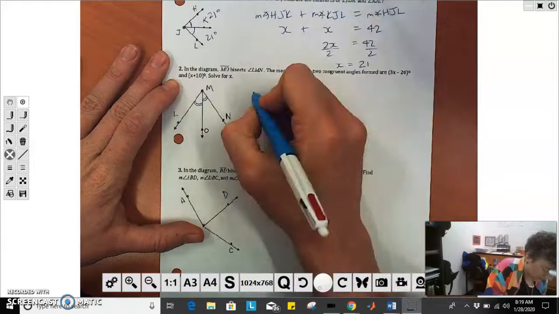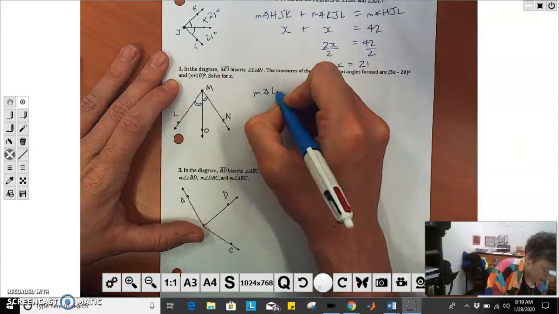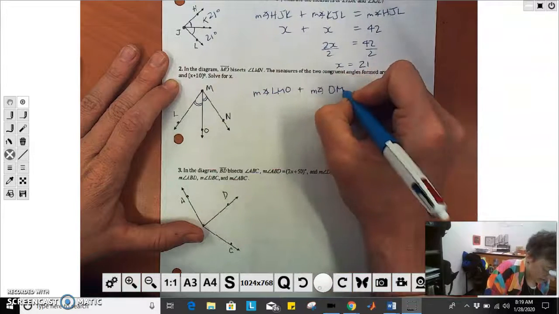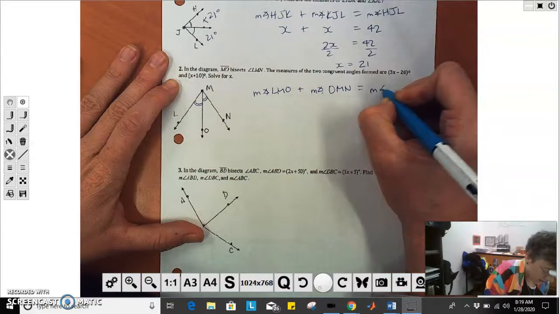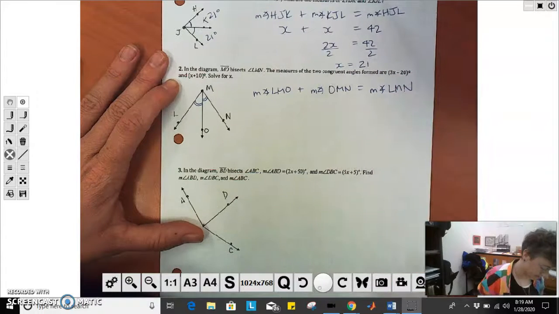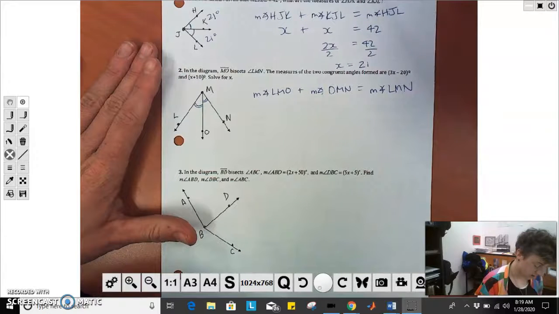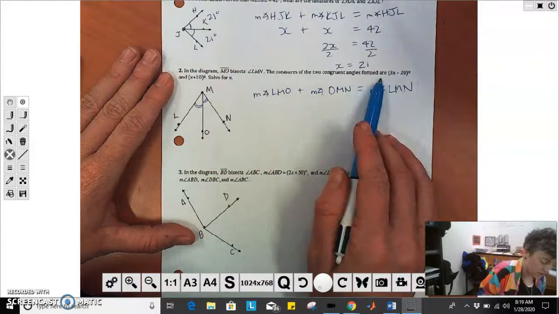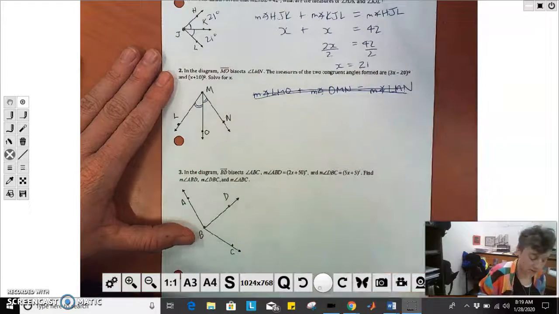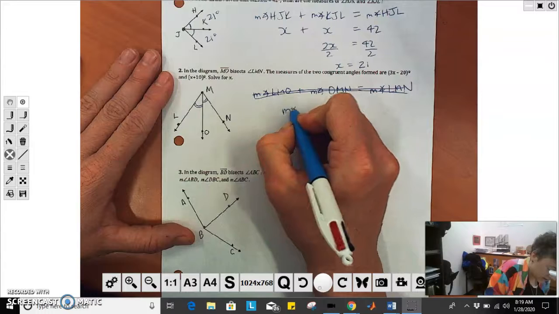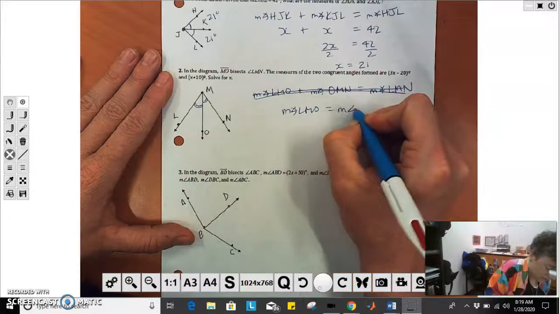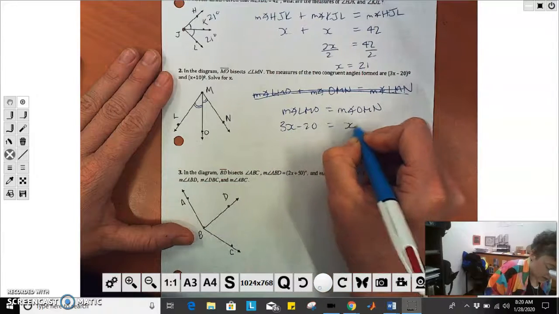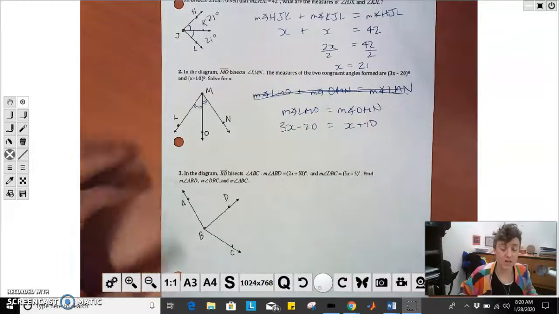So let's set it up just like we did up here. The measure of angle LMO plus the measure of angle OMN equals the measure of big angle LMN. That's not as helpful, is it? I know they're congruent. I know they're equal to each other. So let's start there. The measure of angle LMO equals the measure of angle OMN. And one of them is 3x minus 20, and one of them is x plus 10. So you're going to solve that for x and show me.